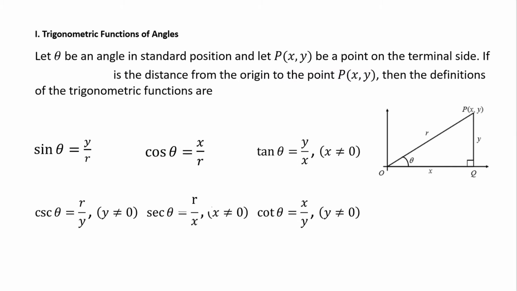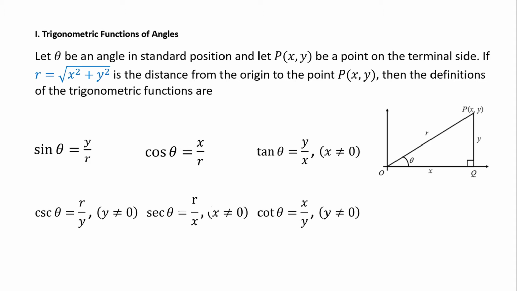Roman numeral 1. Trigonometric functions of angles. Let theta be an angle in standard position, and let the point P(x, y) be a point on the terminal side. If r equals the square root of x squared plus y squared is the distance from the origin to the point P, then the definitions of the trigonometric functions are: sine theta is y over r, which is opposite over hypotenuse. Cosine theta is x over r, which is adjacent over hypotenuse. Tangent theta is y over x, which is opposite over adjacent, provided that x does not equal 0.